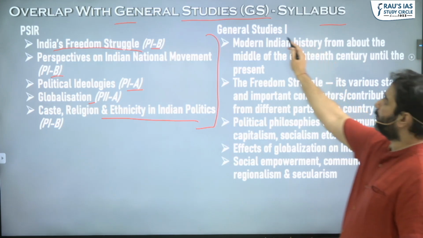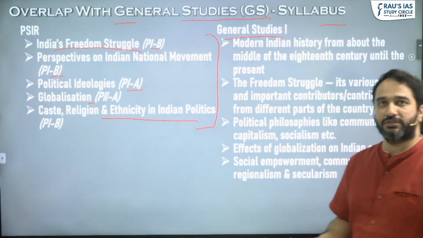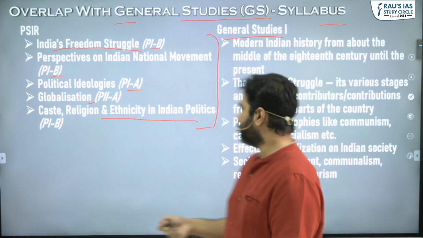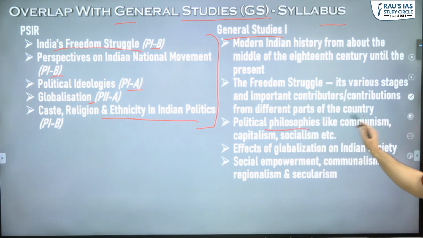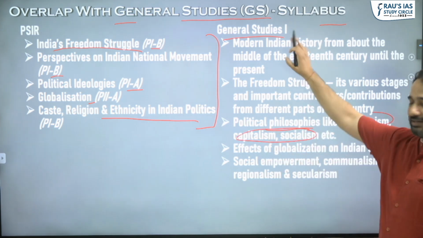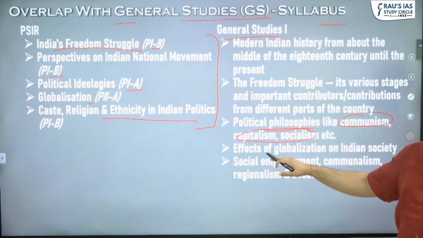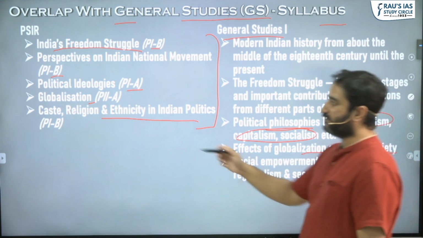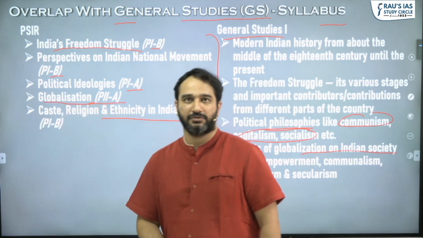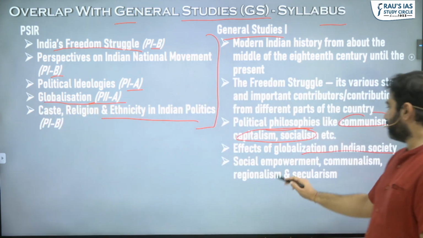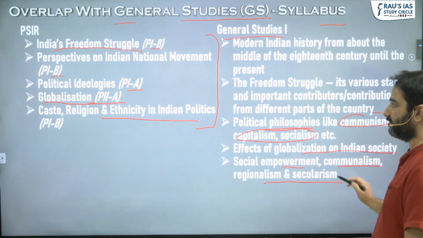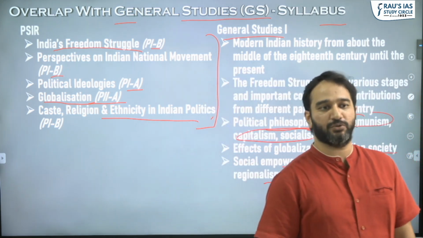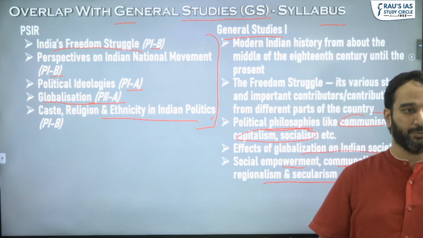If you see GS paper 1, which also talks about India's freedom struggle, perspective of Indian national movement, it talks about political ideologies like communism, capitalism, socialism. This is directly taken from your syllabus. No word has been changed here. Effects of globalization on Indian society. Globalization you'll also be studying. Caste, religion, ethnicity, social empowerment, communalism, regionalism, and secularism, which you'll also be studying in PSIR. So within this also, you have a huge overlap with GS paper 1.